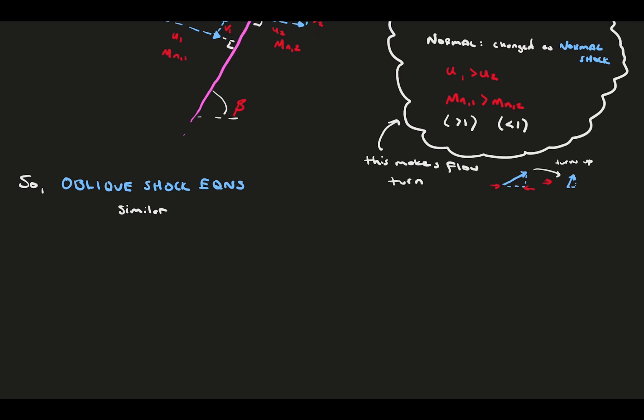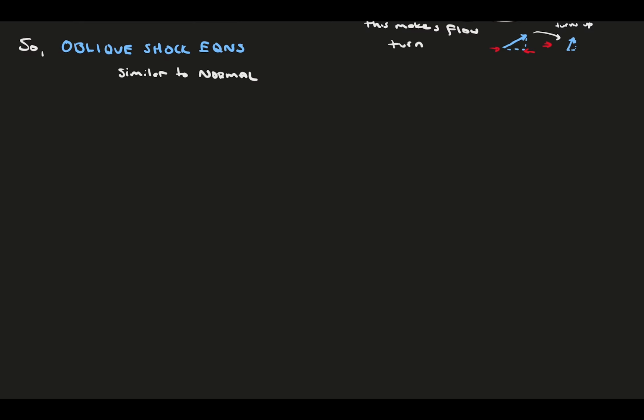Let's write out the equations for an oblique shock using what we know about normal shocks in trigonometry. First, let's define the normal Mach component based on beta.